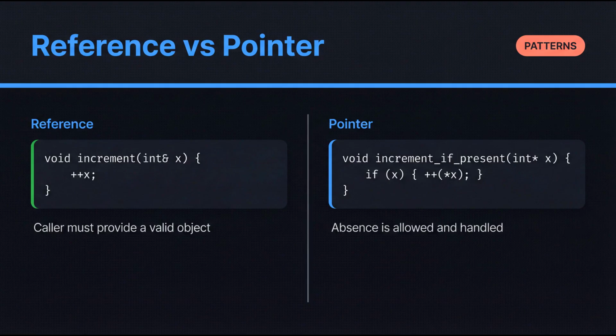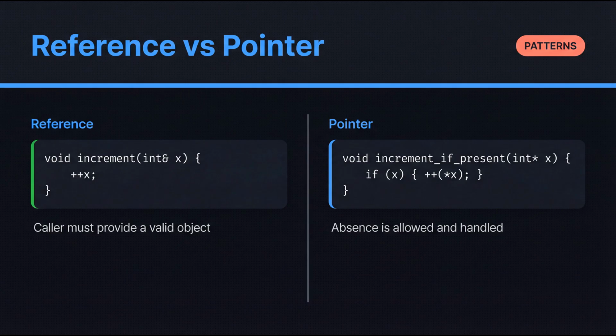Let's see the difference in practice. The reference version, void increment, taking int reference x, then ++x. The caller must provide a valid integer. There's no null check needed. The reference guarantees a real object exists.